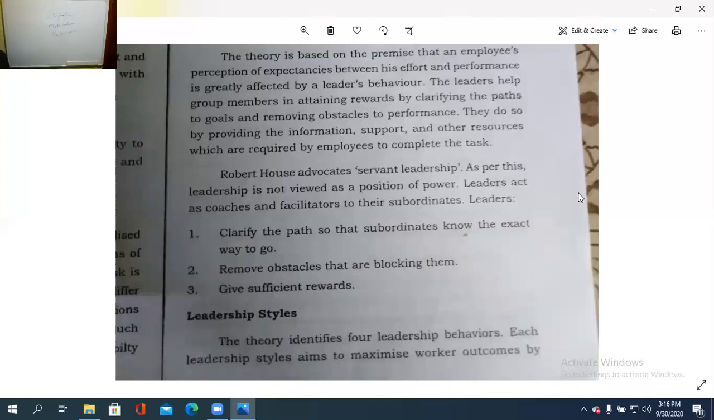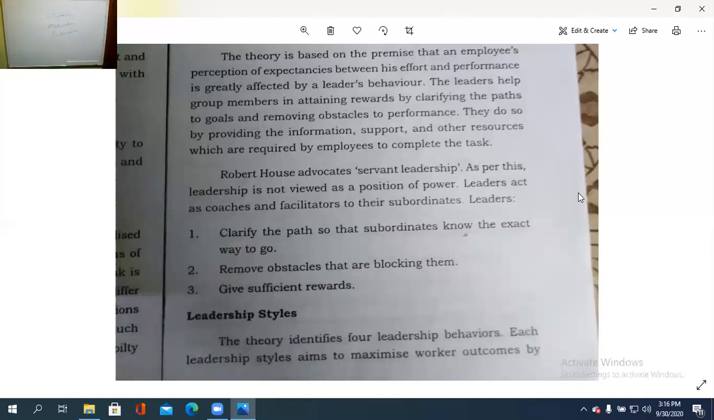And also, if the subordinates achieve the result, he or she gets rewarded also. Those are the three points to remember. The leaders can clarify the path and thereby subordinates can go straight towards achieving the goal, and remove the obstacles in between that are blocking them.